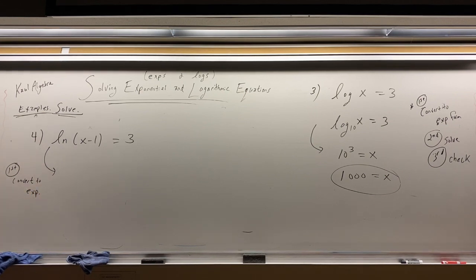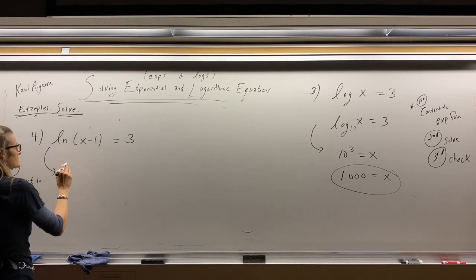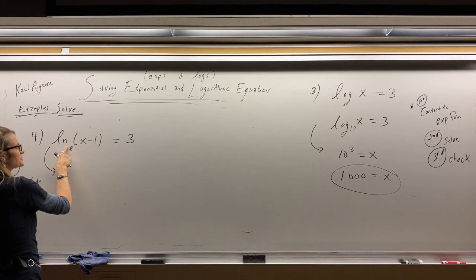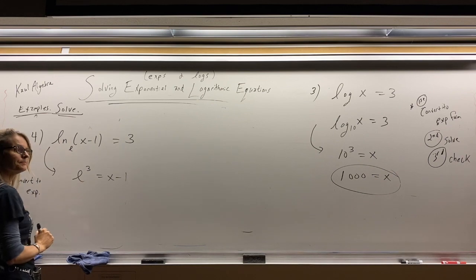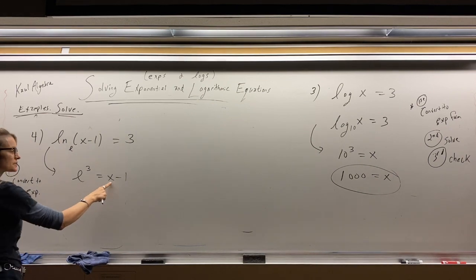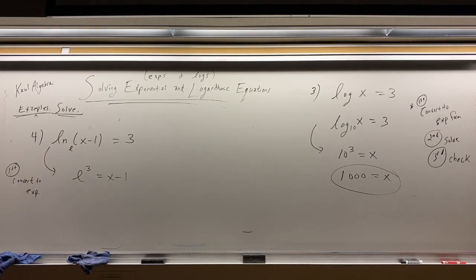So as an exponential, again, there's an understood e here. This becomes e to the third power equals x minus 1. And then this, you're solving for the x, which you're perfectly capable of doing now. You've untangled it.